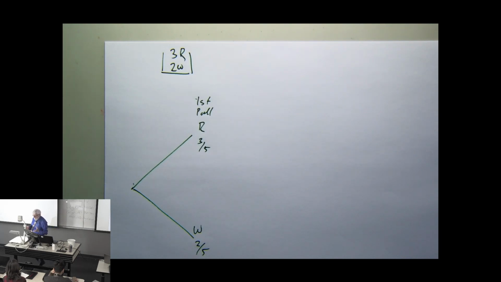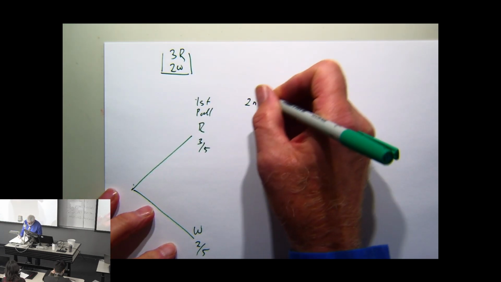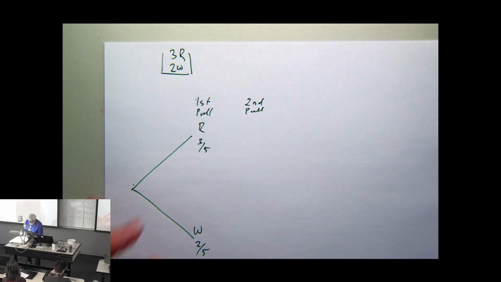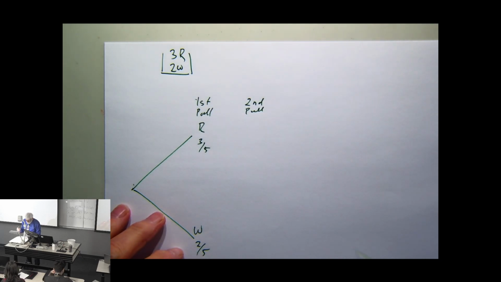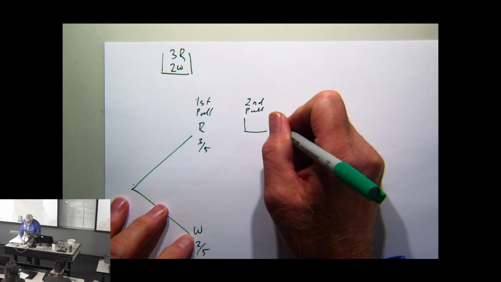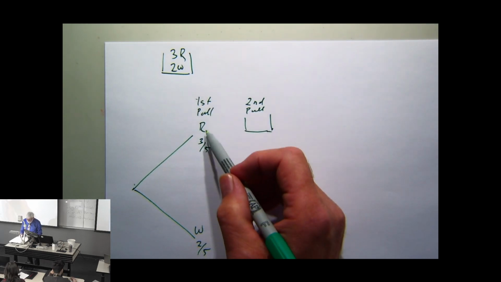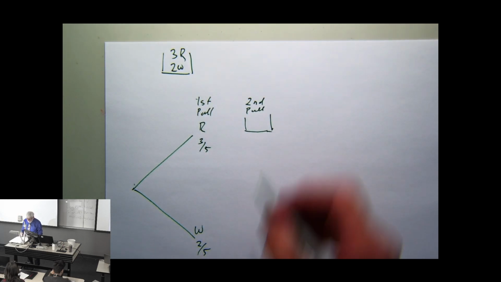Now, the next thing is, and this is where pictures are very helpful to you, that was the first pull. Then I'm going to do the second pull, but things change in kind of interesting ways here. And one of the things to do is perhaps draw a new urn for this one. Because if I got a red on this one, what am I going to end up with in here?